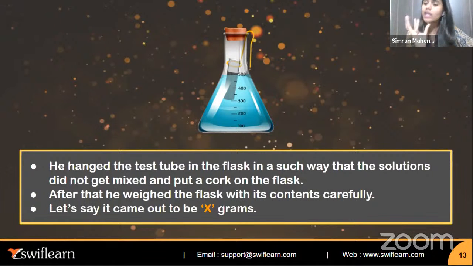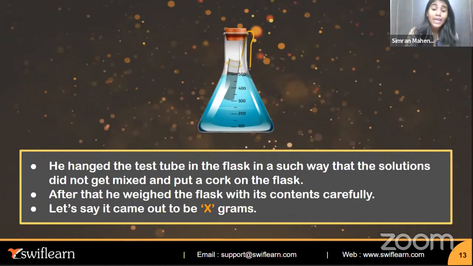He has just taken a conical flask, he has taken copper sulfate. Into this, he has just immersed the test tube of sodium carbonate in such a way that both of them are not mixing. Now he weighed this entire setup with a weighing machine, and let's say it was about X grams. We don't know the exact value, so we are keeping X as a value.